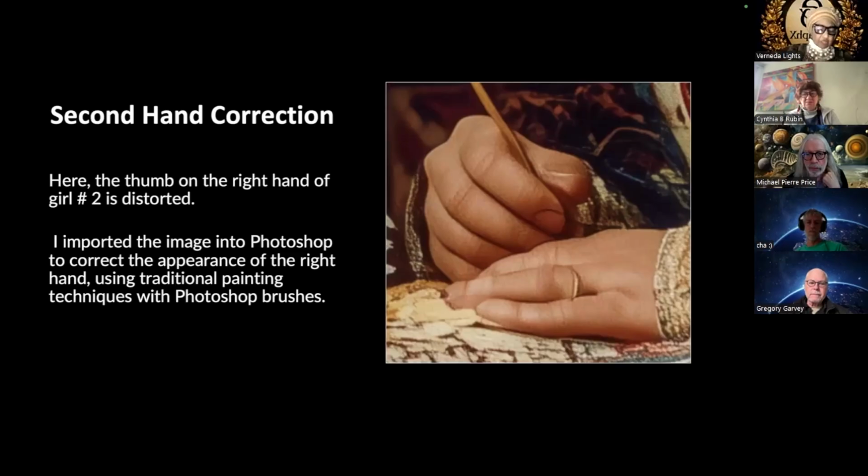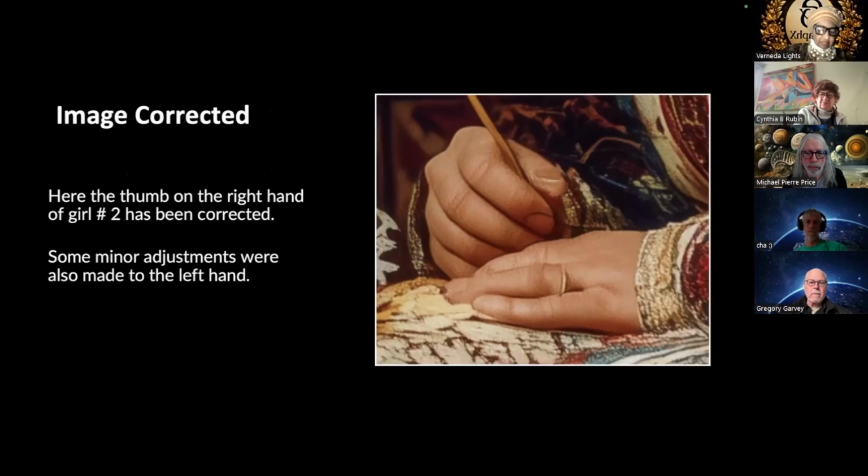Here I noticed the thumb looked a bit distorted, so I brought the image into Photoshop and repaired it using painterly brushwork like regular painters do to restore a natural hand. Here the right thumb has been corrected. Some minor adjustments were also made on the left hand.